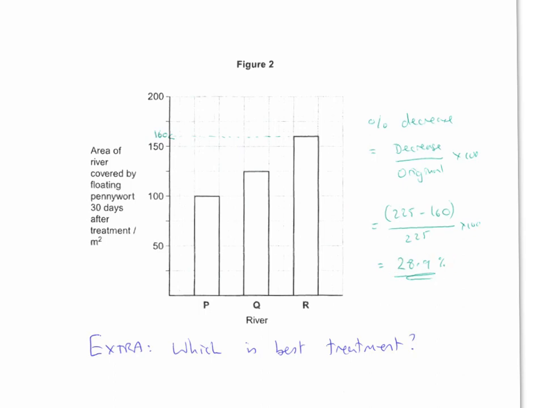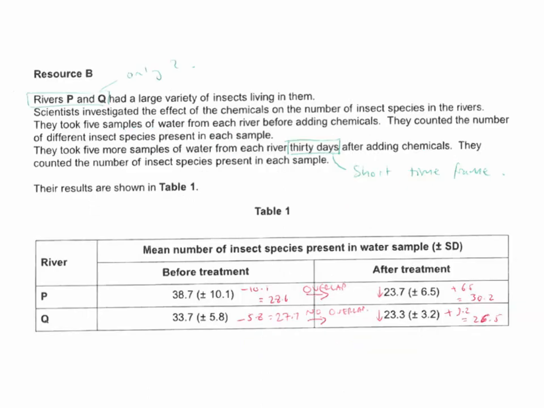They could have also asked an extra question, which was the best treatment, just using this graph. You'd be looking for the one that had the lowest area covered at the end. You can see that would be P, so this looks like it's the most effective, because less of the weed has grown back. But there are no standard deviation bars or standard error bars, so you can't see if there's any overlap between these values. No statistical test has been carried out, and you also don't know if the area that was covered was the same in each of the rivers to start off with. So something like a percentage decrease in area covered might have been better.